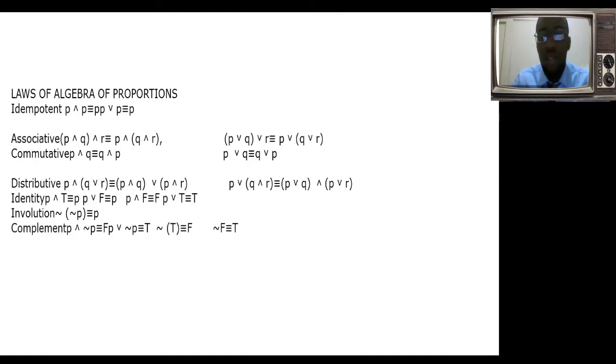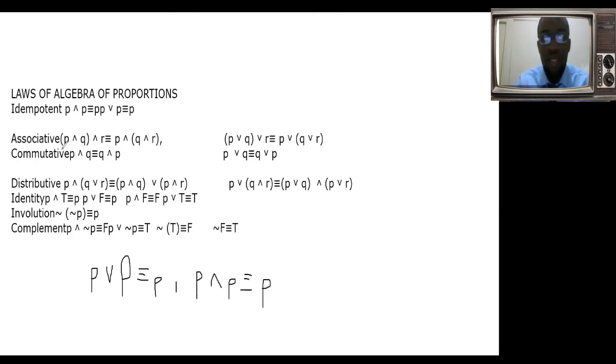The first one is the idempotent law, where we say P and P is logically equivalent to P, and P or P is equivalent to P, which makes sense. If I say I am outside and I am outside, then that must mean I am outside. Or I say I am outside or I am outside, then I am just outside. So that's the first one, known as the idempotent law.